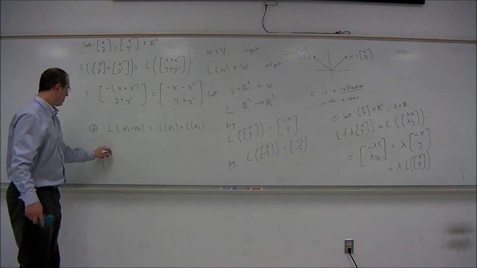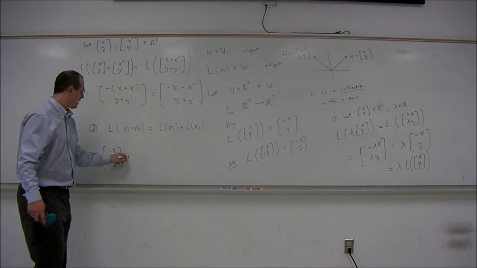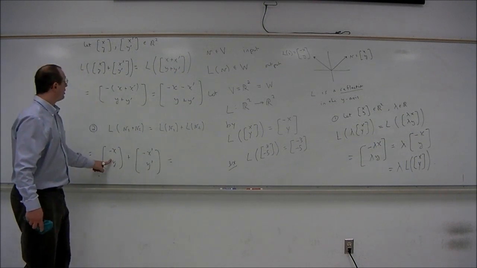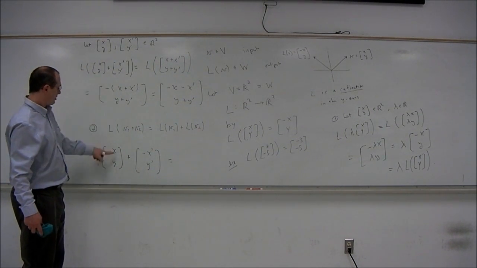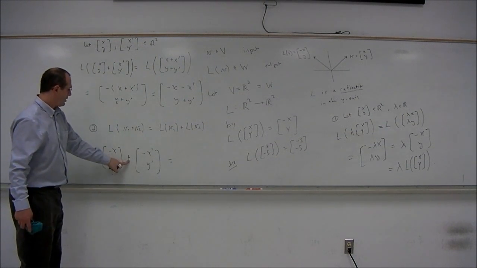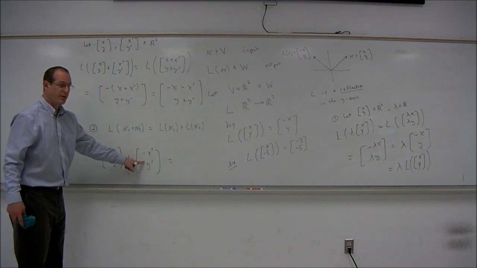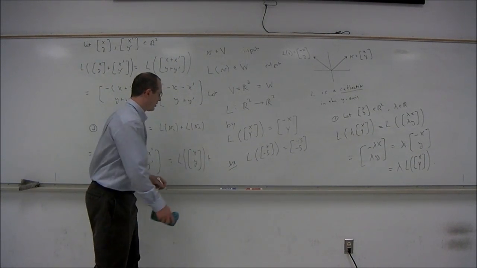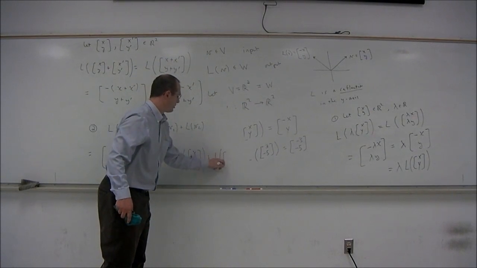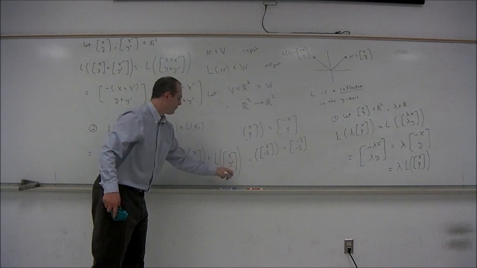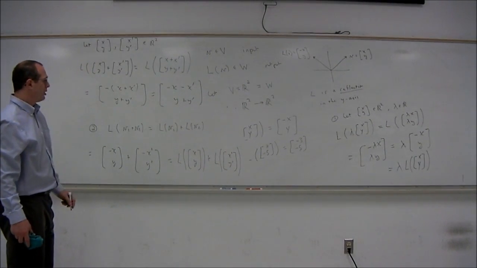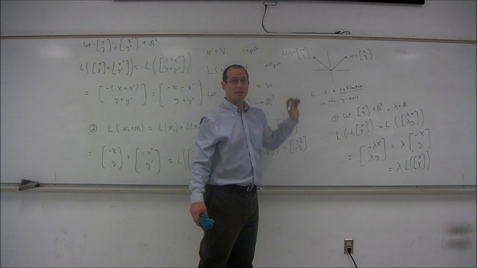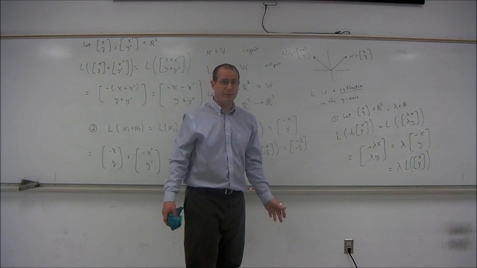This is equal to negative x, y, plus negative x prime, y prime. So this is L of the first vector, v1, plus L of v2. So this is L of the first vector, xy, plus L of the second vector, x prime, y prime. So both conditions 1 and 2 were satisfied. And so the reflection in the y-axis transformation is indeed a linear transformation.